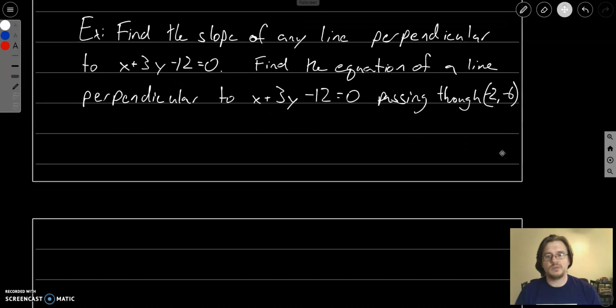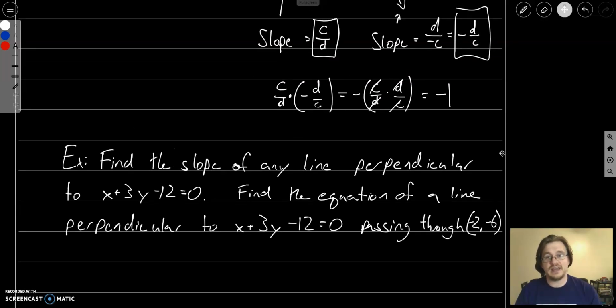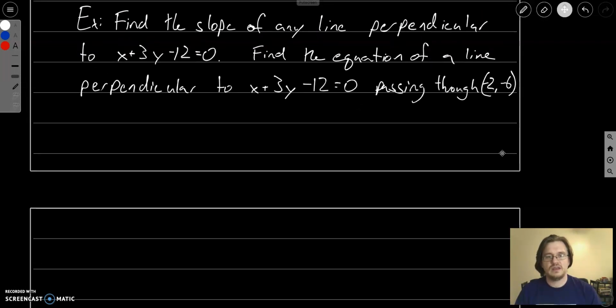So let's find the slope of any line perpendicular to this guy. So we have an equation of a line. We want to know the slope of a line that's perpendicular to it. So let's find the slope of this guy so that we can take the negative reciprocal. So I'm going to take this guy and rewrite it in a form where I can read off the slope.